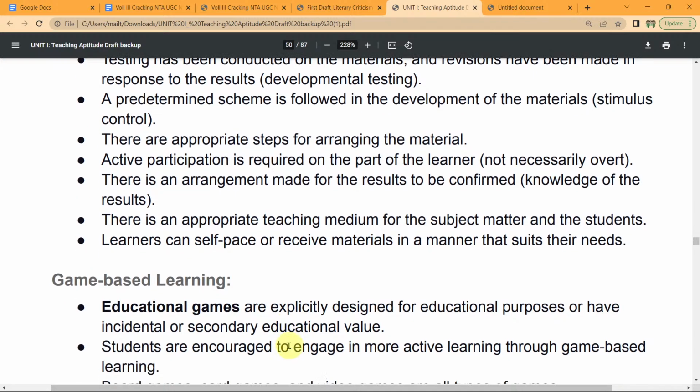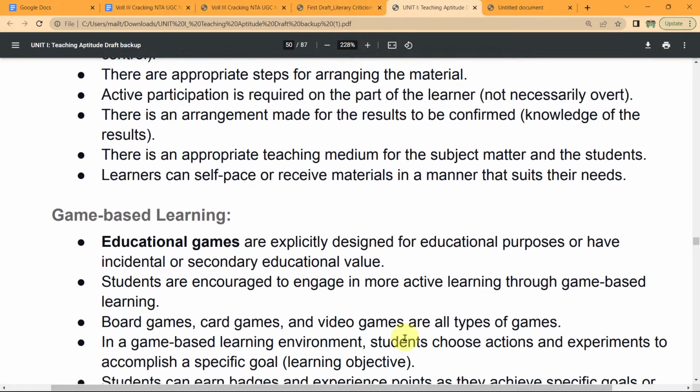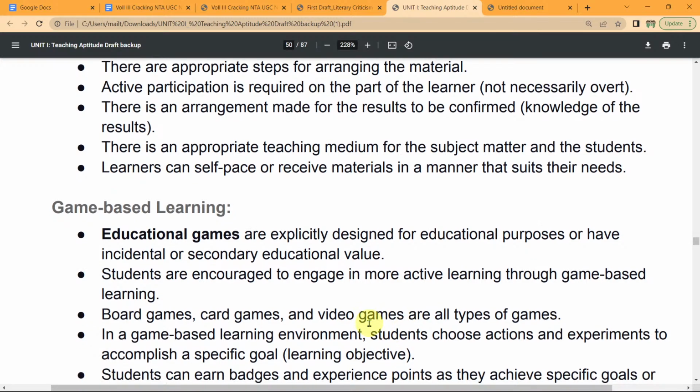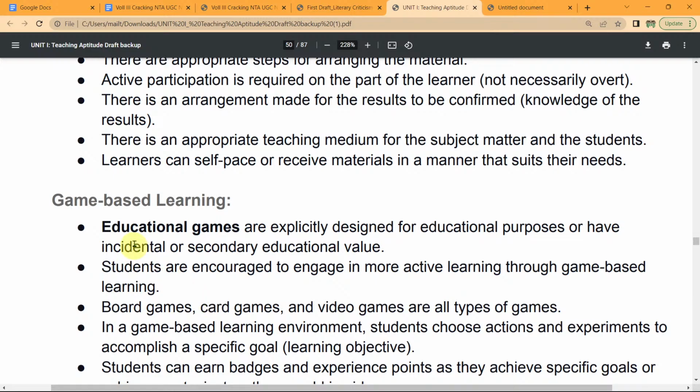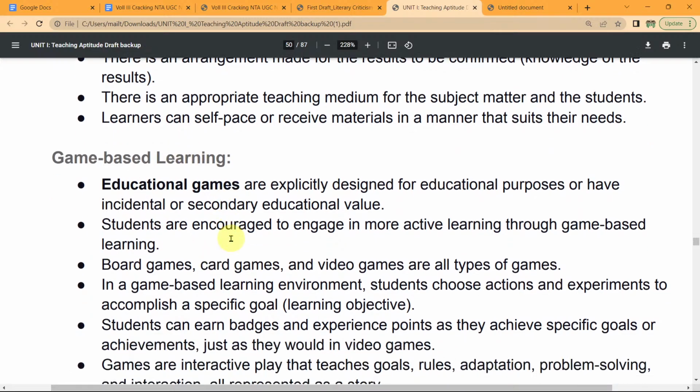Simple. Game-based learning, of course, is where you learn through educational games. It could be video games, it could be through quizzes, it could be through all important educational games. So you should understand it can be video games, card games, board games. All the games where students learn through games. So that is game-based learning.